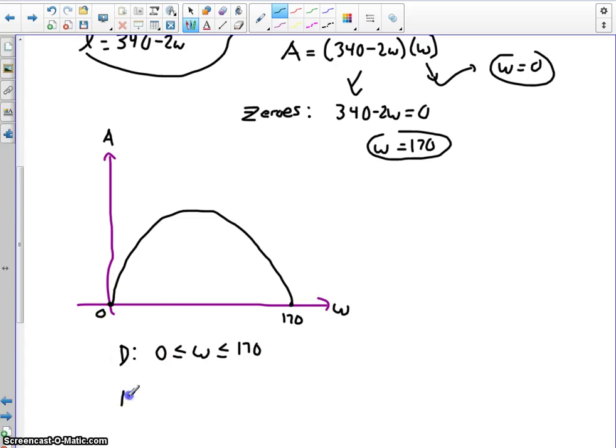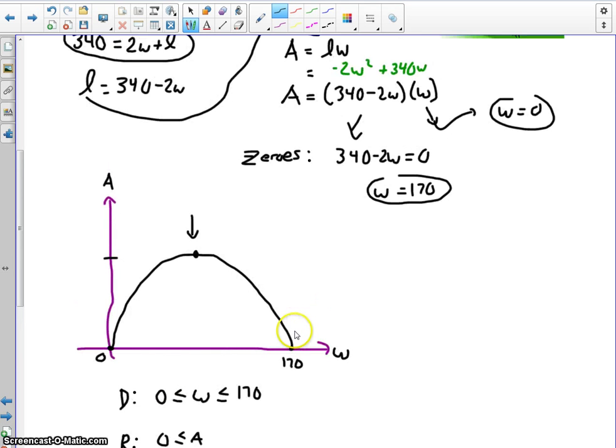Now for my range, I already talked about how the area can't be negative, so I know that the area has to be greater than or equal to 0. However, there's going to be a maximum area somewhere up here as well. I need to try and figure out what that is. So once I can figure out what this value is over here at the vertex, then I can put in my maximum value for the area and I'm actually finished the problem.